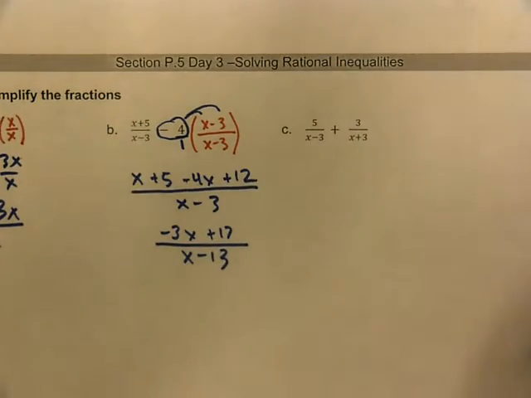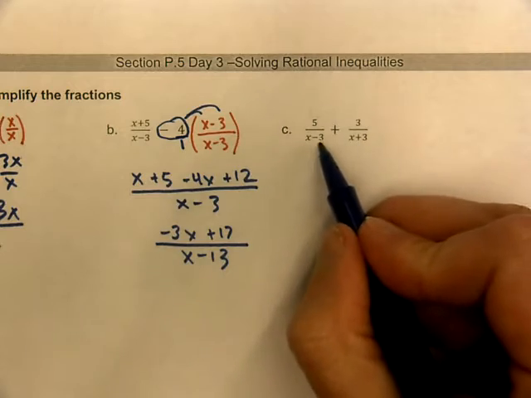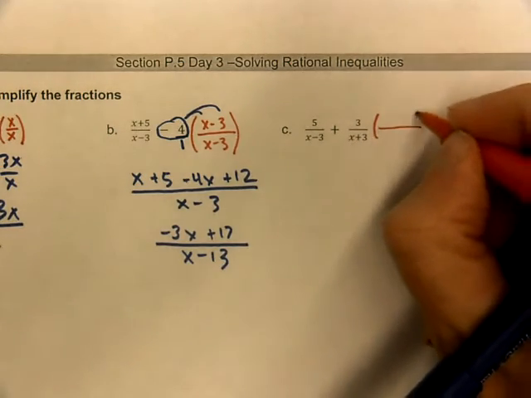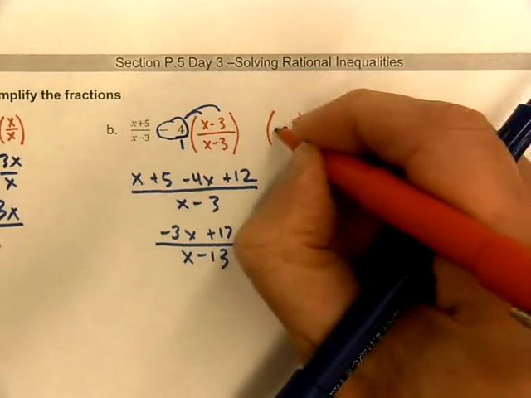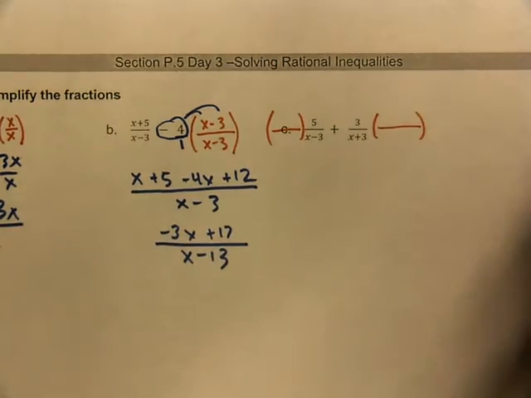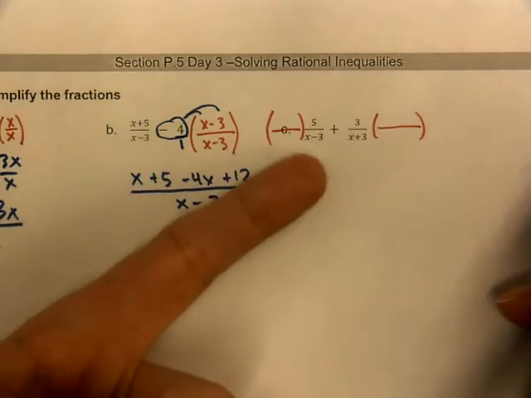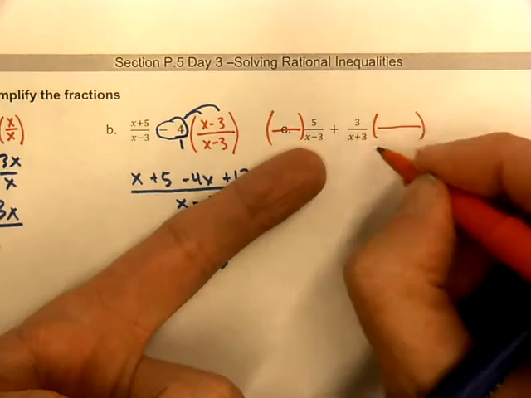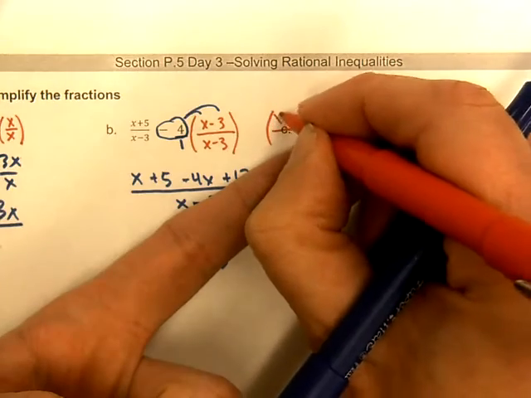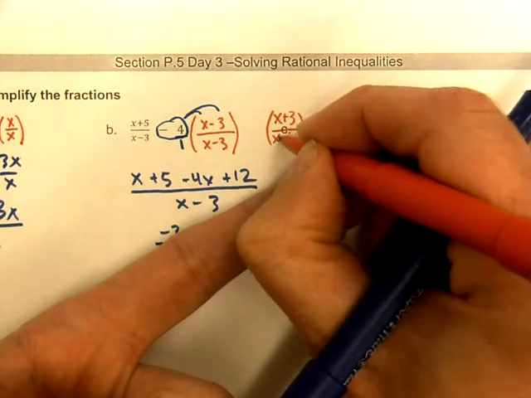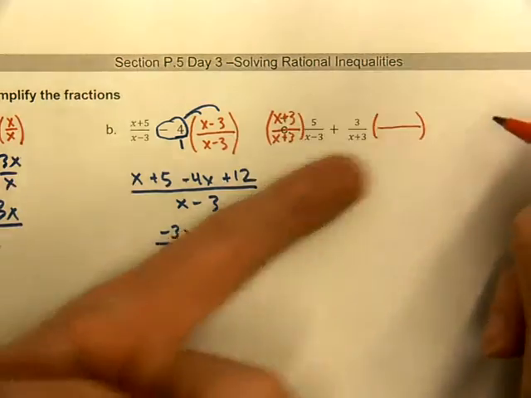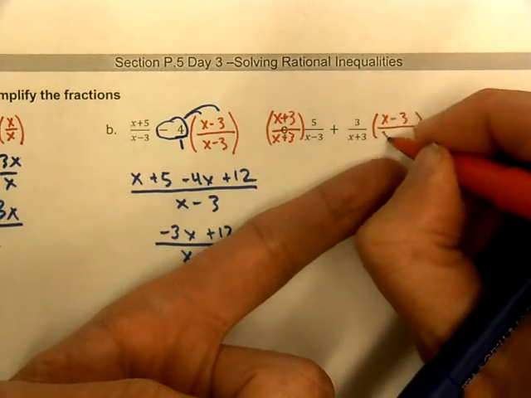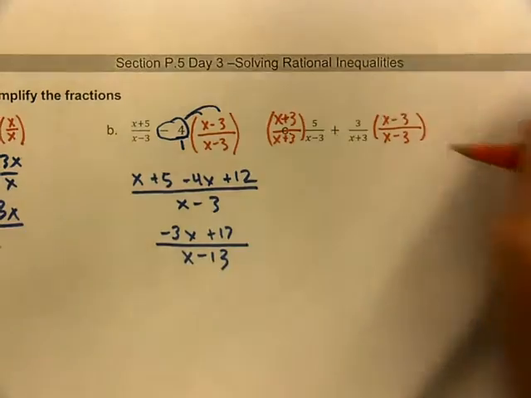Here in our third example, you can see that we have 2 fractions and they each have a different denominator. So we're going to multiply each fraction by a multiplier of the other denominator. So in the first fraction, we want to have here a denominator that also includes the x plus 3, so we're multiplying top and bottom by x plus 3. And we're multiplying the second fraction, top and bottom, by the other denominator of x minus 3.